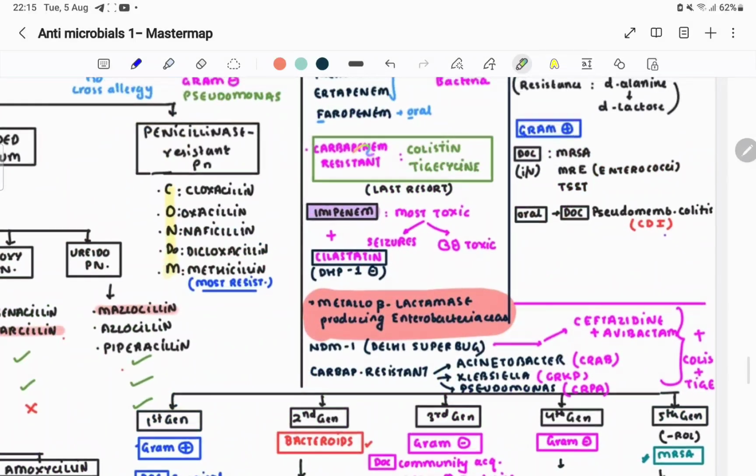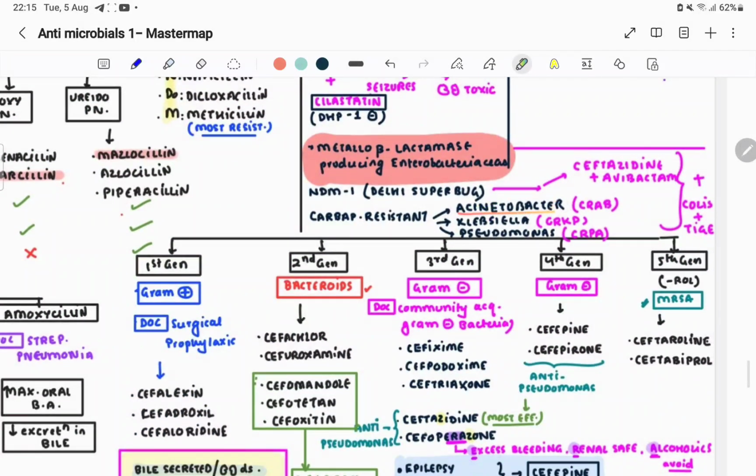Carbapenem resistant, where we are using colistin and tigecycline. Carbapenem resistant Acinetobacter, we say it CRAB. Carbapenem resistant Klebsiella, CRKP, and carbapenem resistant Pseudomonas, CRPA. So CRAB, CRKP and CRPA, we use colistin and tigecycline. But in NDM1, New Delhi superbug, you can very well use ceftazidime and avibactam.